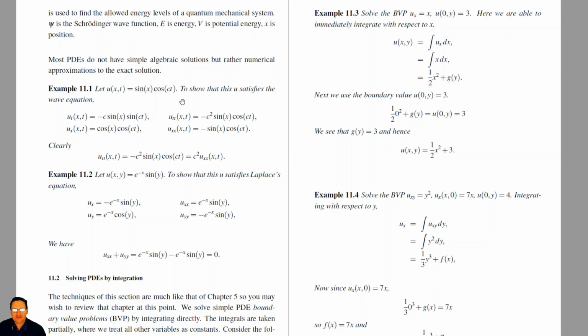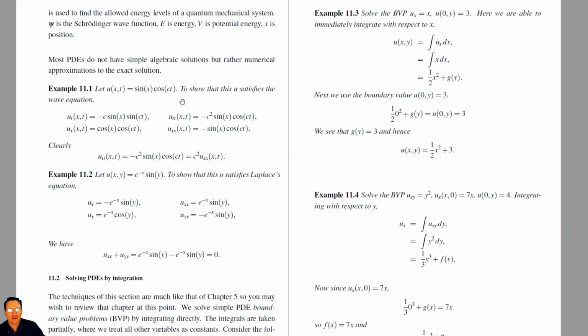Similarly, differentiating sine of x cos of ct with respect to x partially, we're now treating t as a constant, so that means we're treating cos of ct as a constant, and we're just differentiating sine of x. So the derivative of sine of x with respect to x is cos of x, so we get cos of x cos of ct. Now, differentiating that again partially with respect to x, the derivative of cos is minus sine, so our second partial derivative of u with respect to x is minus sine of x cos of ct.